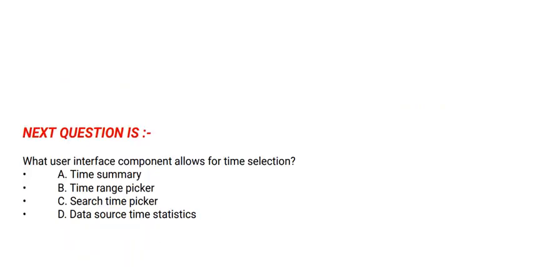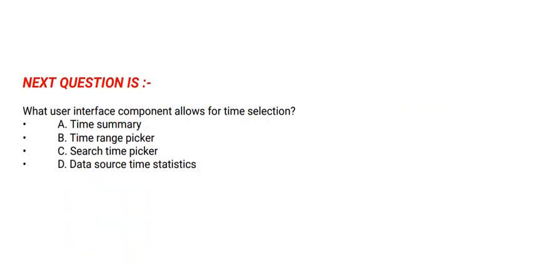Next question is, what user interface component allows for time selections? Options are option A, time summary, option B, time range picker, option C, search time picker, and option D, data source time statistics. The correct option is option B.